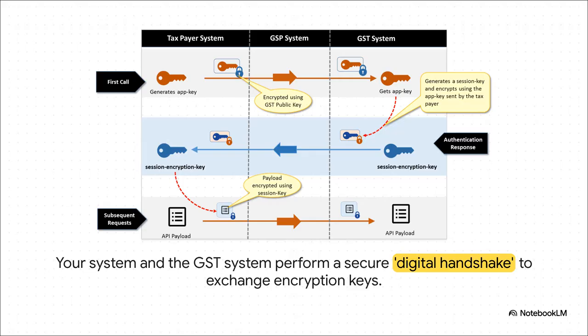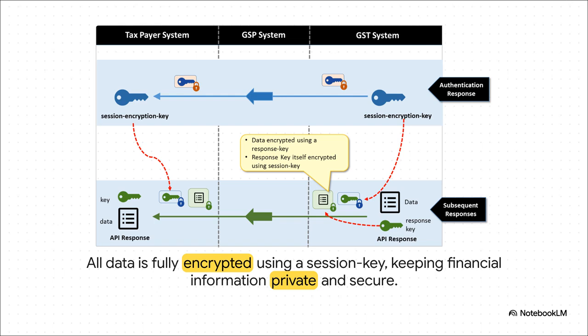Now, this diagram might look a little complex, but the idea behind it is actually pretty simple. Before even a single piece of your invoice data gets sent, your system and the GST system do what's called a secure digital handshake. It's like they're exchanging secret passwords to create a totally private, one-time-only tunnel just for your communication. And this is the result of that handshake.